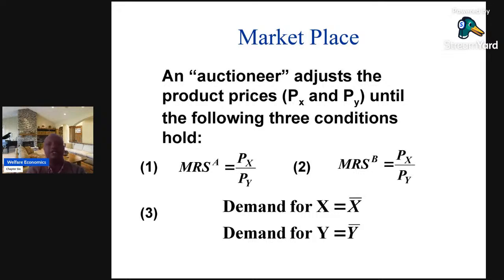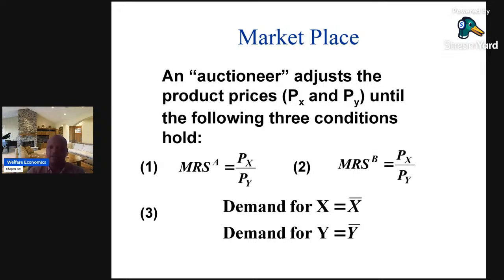The slope of the budget line should be equal to the slope of the indifference curve for A. And again for B, the slope of the indifference curve for consumer B should be equal to the slope of the budget line, price of X over price of Y. When they are equal, it is called the utility maximizing point. At that maximizing point, the slope of the budget line is equal to the slope of the indifference curve. That means the budget line should be tangent to the indifference curve.